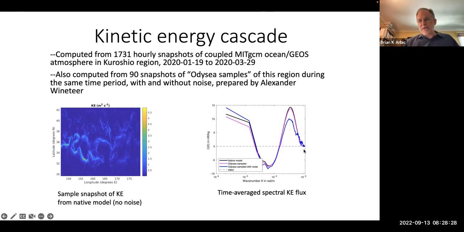When you look at the time average spectral kinetic energy flux from the native model, that's the black curve. From the Odyssey samples, that's the cyan curve, not very different. And to my pleasant surprise, even the Odyssey samples with noise are not that different. There you see it's different, but it's not that different as a first cut, something that you bang out over the weekend. Not too bad.